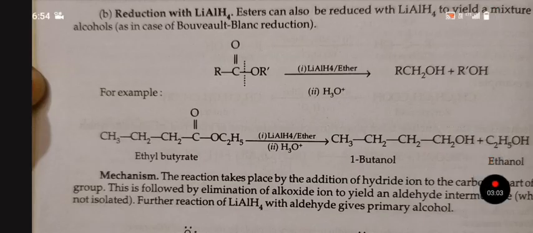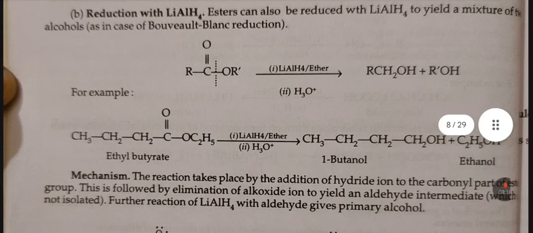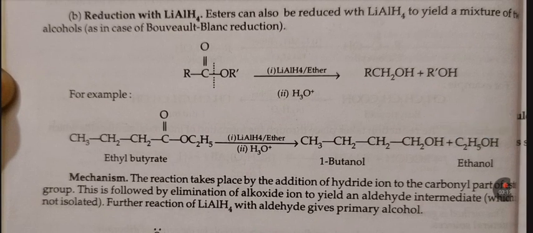B. Reduction with LiAlH4. Esters can also be reduced with LiAlH4 to yield a mixture of alcohols. For example, ethyl butyrate in the presence of LiAlH4 ether, second H3O+, will give 1-butanol plus ethanol.